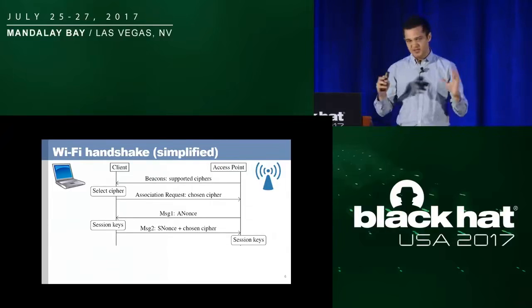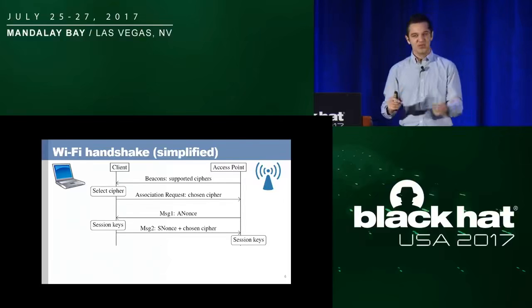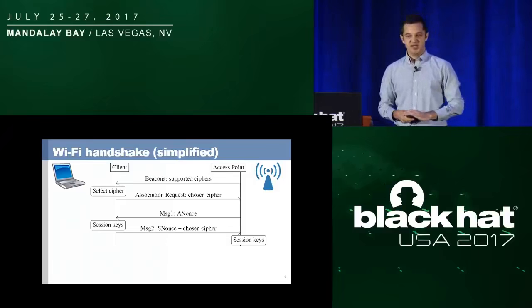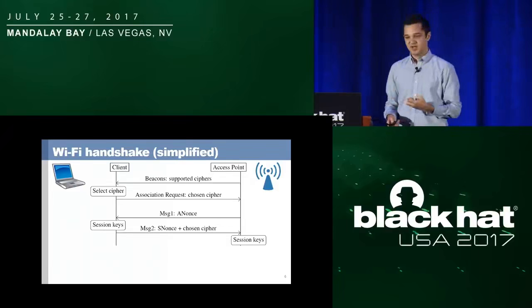Now, essentially, these first two messages of the handshake are used to transport random nonces, which are used to generate a fresh session key that has never been used before, so we don't get key reuse. As you can see here, the client generates its session keys once it has received message 1, and the access point will generate the session keys once it has received message 2.